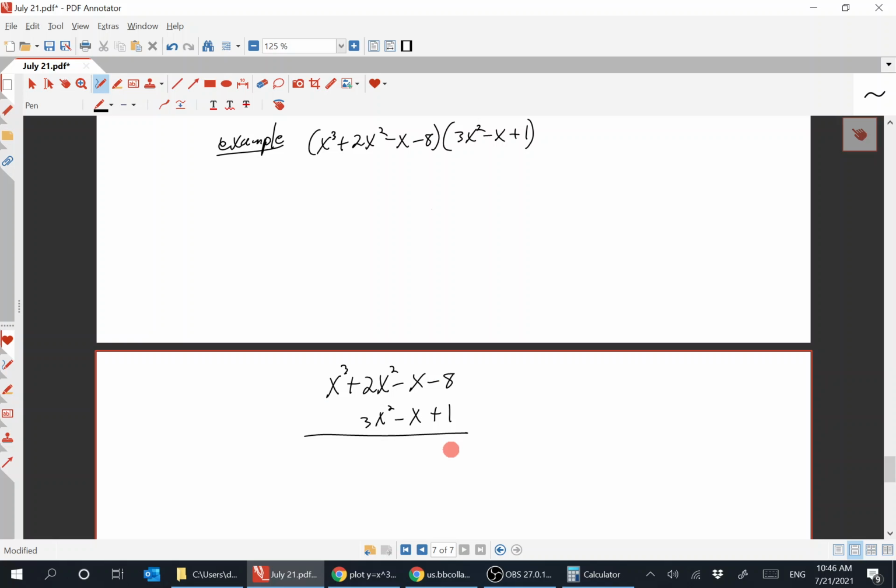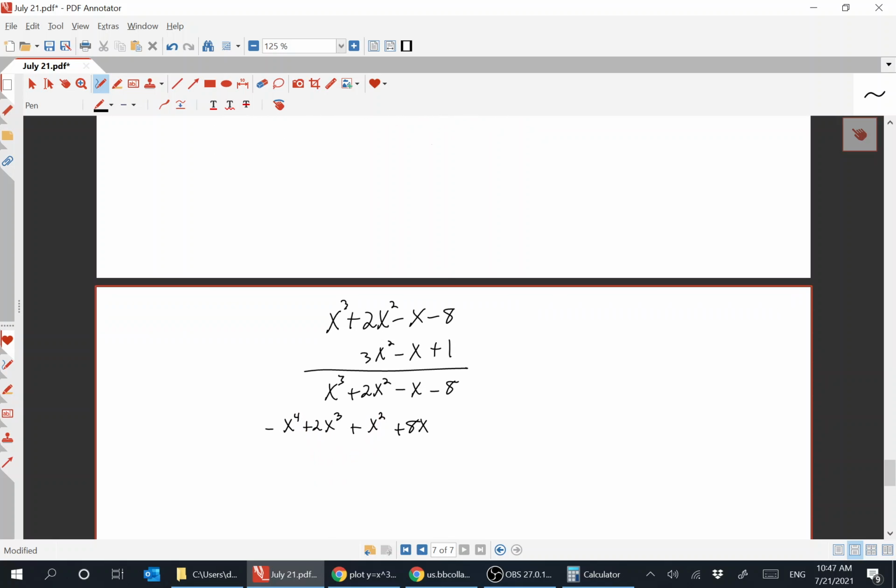So 1 times all of this, minus 8 minus x plus 2x squared, and then x to the third. Minus x times this, so that's plus 8x plus x squared plus 2x to the third minus x to the fourth. And again, it's easier because there's no carrying. And then the square.